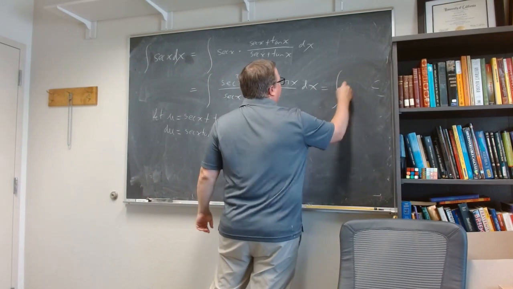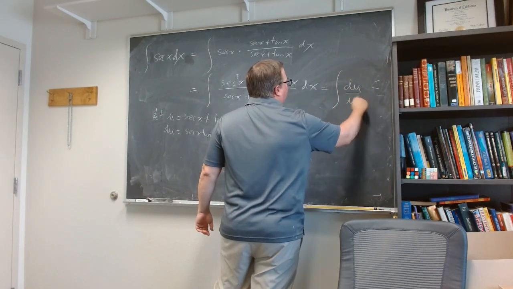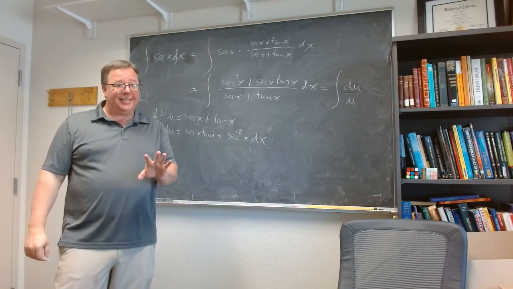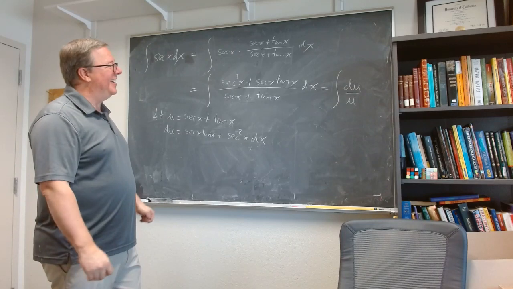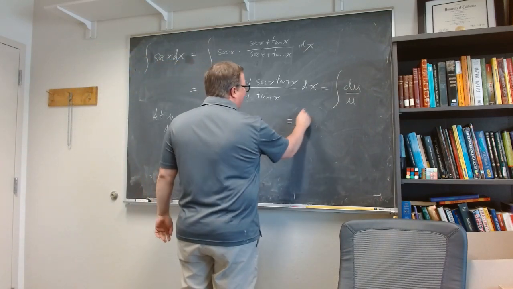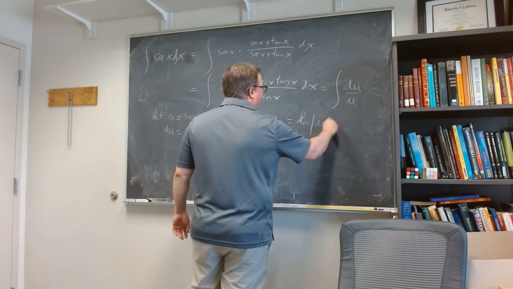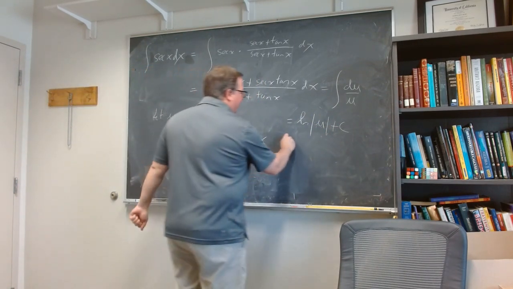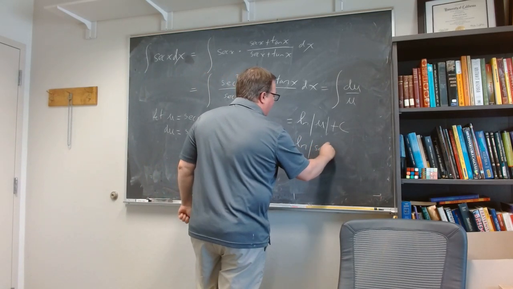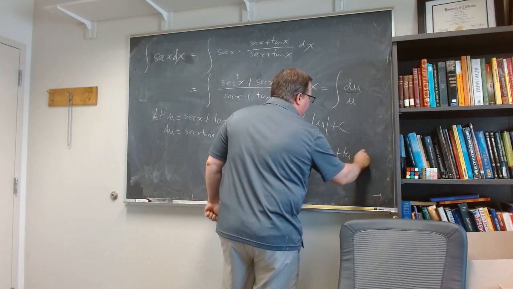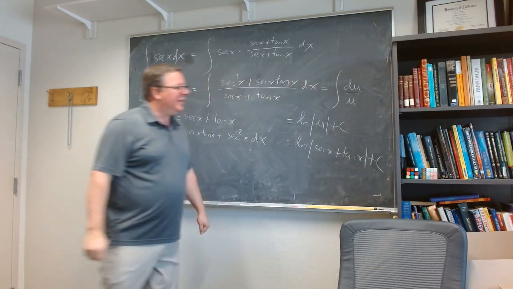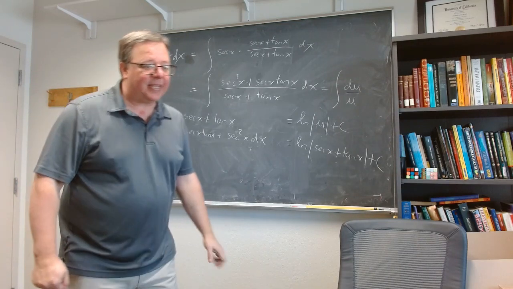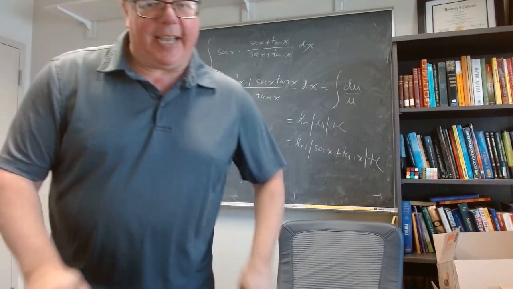So this is just the integral of du over u. This feels like it's what we're setting up every time. I promise it's not always this, but this does show up a lot. And so once again, the antiderivative is the natural log of absolute value of u plus c. And now we back substitute u to be secant x plus tangent x. So this is the natural log of secant x plus tangent x plus c. And that is the antiderivative of secant x. So that is all for this technique, and I'll see you in the next video.